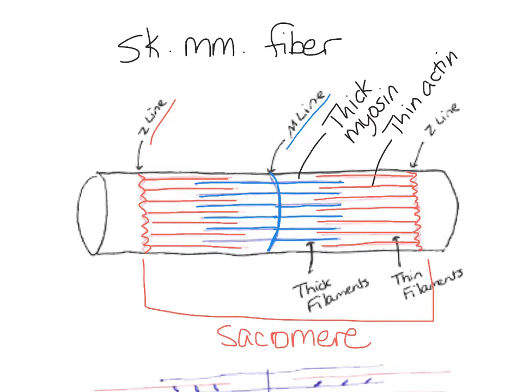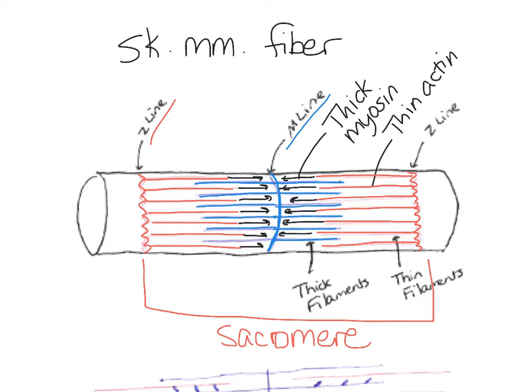So what's going to happen? What's going to happen when this sarcomere shortens is that these actin molecules, the thin ones, the red ones, are going to move closer to the M line. They all move closer to the M line. The thick filaments do not move. The thin filaments move closer to the M line.